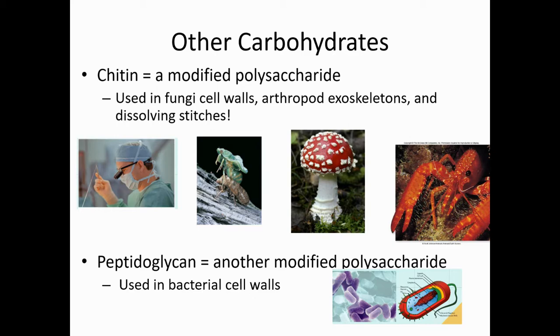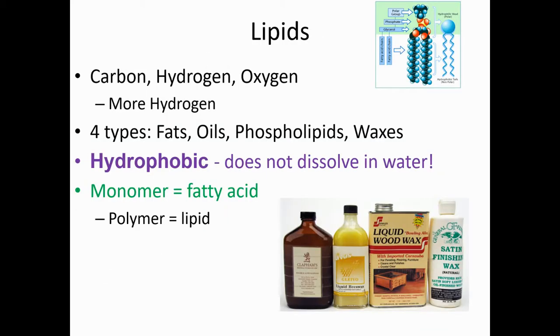Okay, so that kind of wraps up carbs. We're gonna move on to our second macromolecule, which is lipids. Now, lipids is kind of cool. It's made up of carbon, hydrogen, and oxygen. And the carbohydrates are made up of carbon, hydrogen, oxygen. The difference is that there's way more hydrogen in a lipid than there is in a carbohydrate.